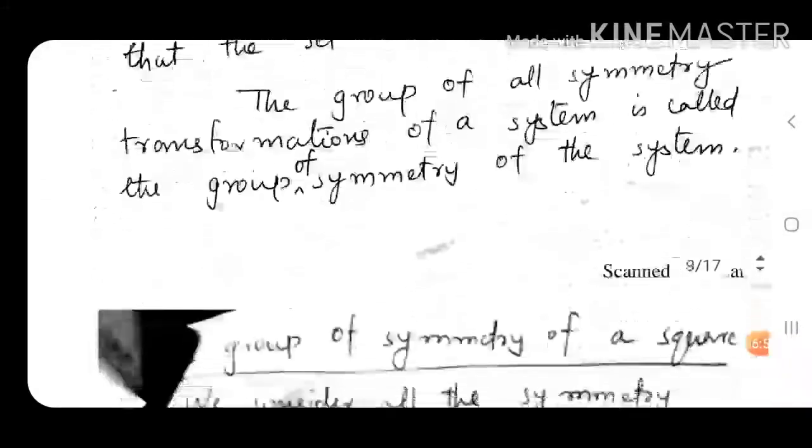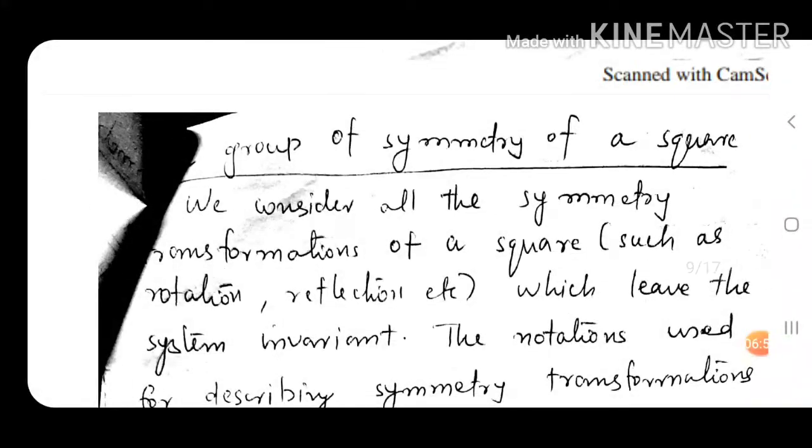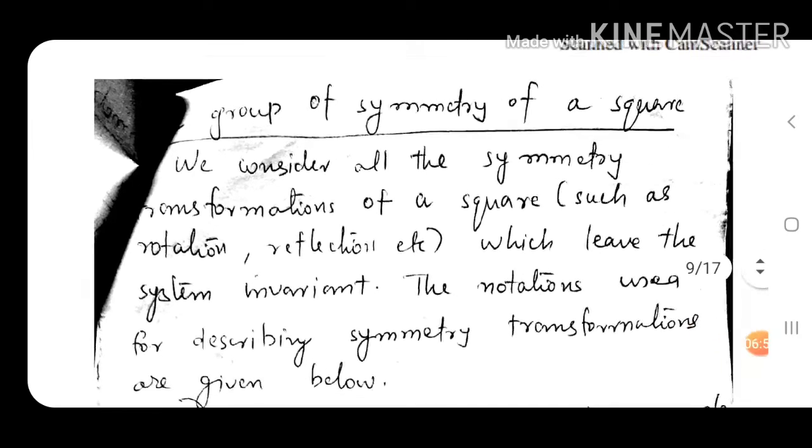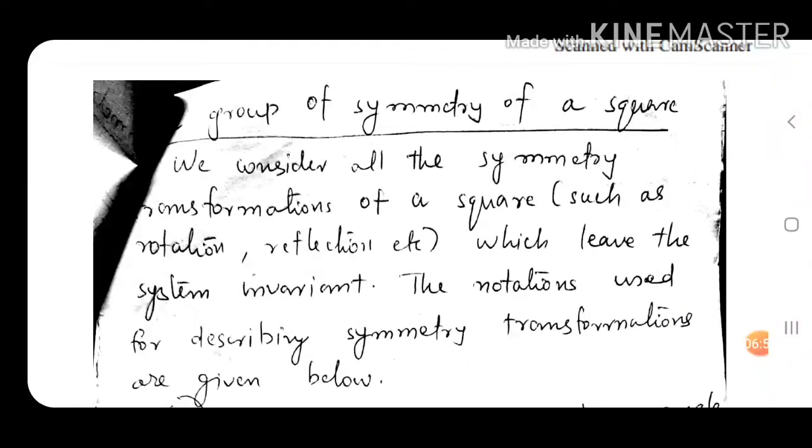We now explain it using an example. We consider the group of symmetry of a square. We are taking a square, and we consider all symmetry transformations of a square which leave the system invariant. We will be having rotations, reflections, etc. That we will see.